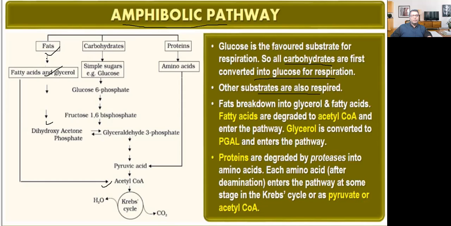So there are two entry points for fats. One entry is here, and another is here. Proteins have only one entry point, while fat has two entry points. Proteins enter here at pyruvic acid. Proteins are degraded by protease into amino acids. Each amino acid, after deamination, enters the pathway at some stage in the Krebs cycle, or at pyruvate, or acetyl coenzyme A.